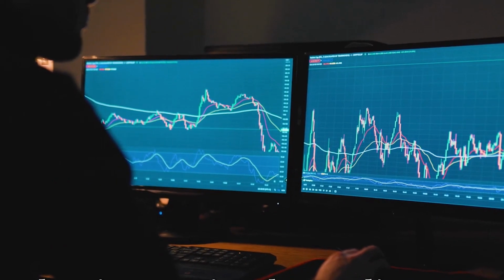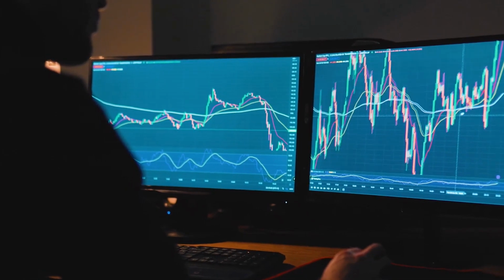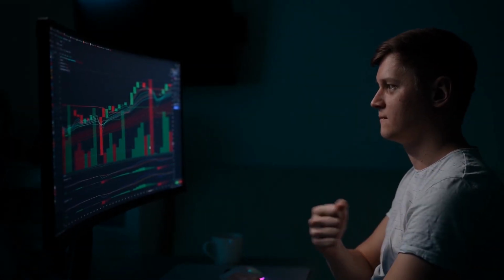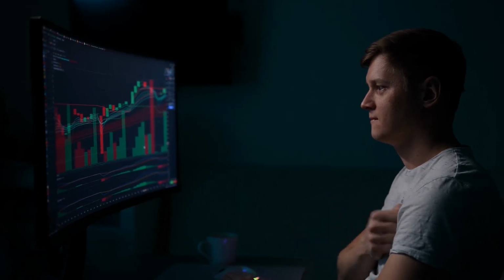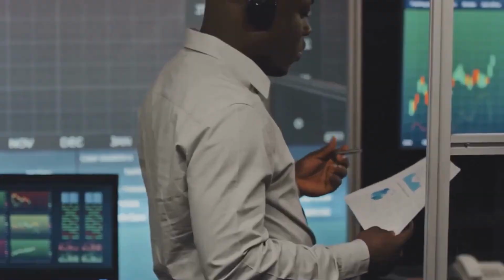Trading often feels like a complicated puzzle, with countless indicators, overwhelming charts, and conflicting advice. But here's a refreshing truth. Trading doesn't have to be difficult to be effective. In fact, some of the most successful traders keep things surprisingly simple.